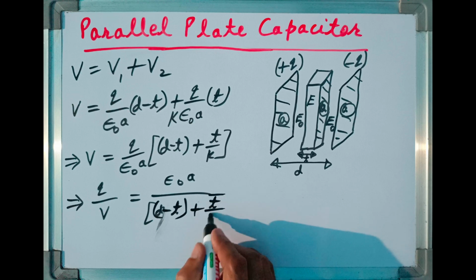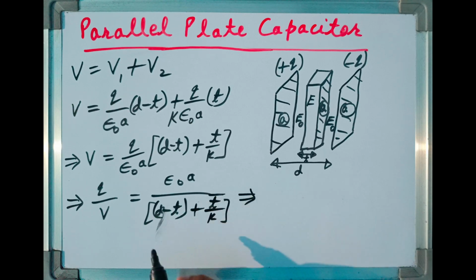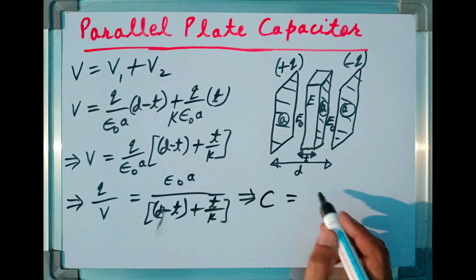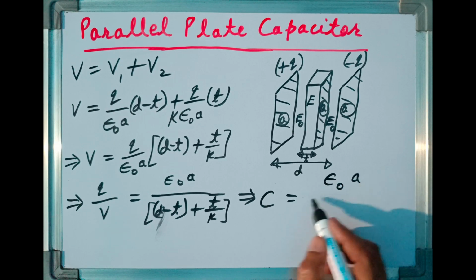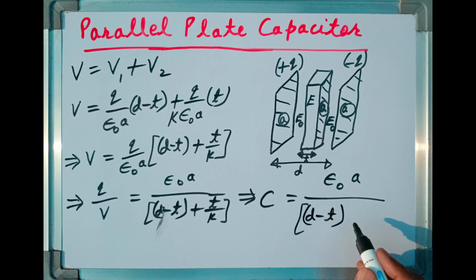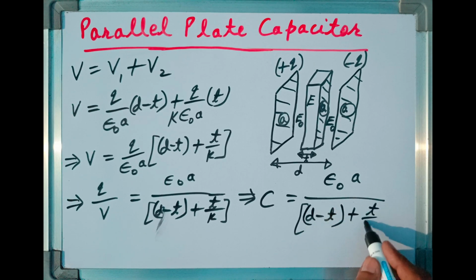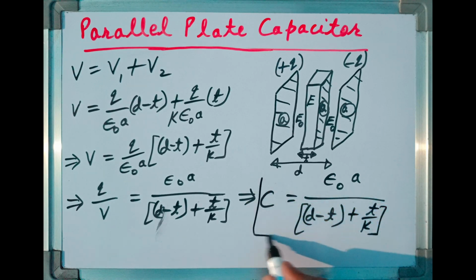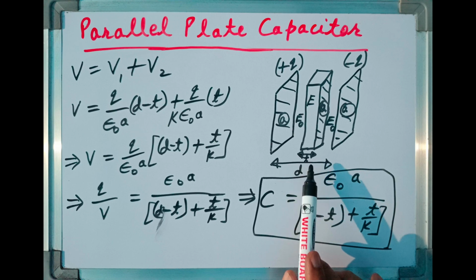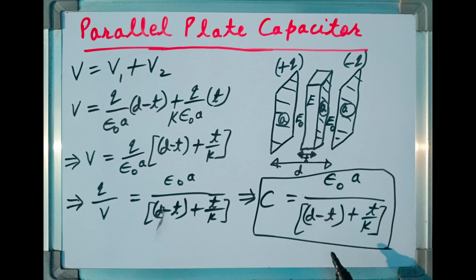plus t upon k. By definition of capacitance, Q over V can be replaced by C, that is capacitance of the capacitor, equal to epsilon naught A divided by d minus t plus t upon k. So this is the required expression for capacitance of a parallel plate capacitor having a dielectric slab of thickness t held between the two plates. By putting various values, we can calculate capacitance of this parallel plate capacitor. That's all.